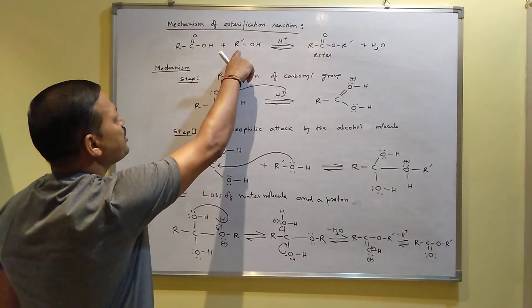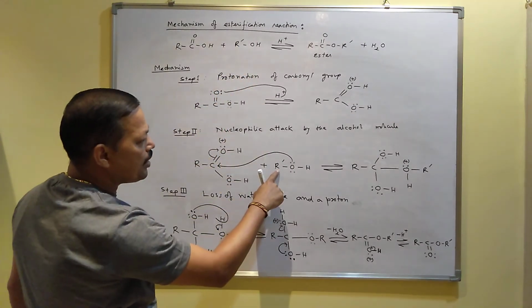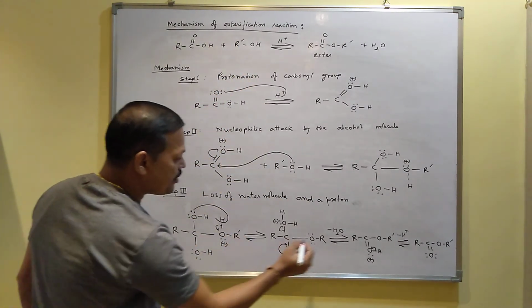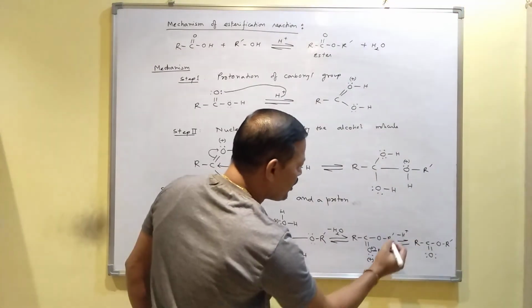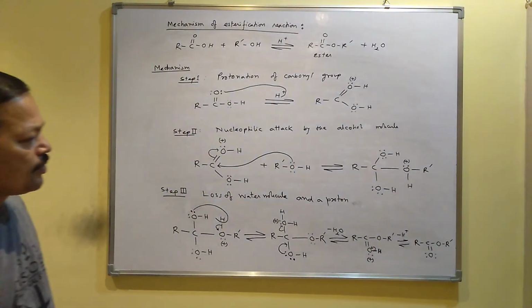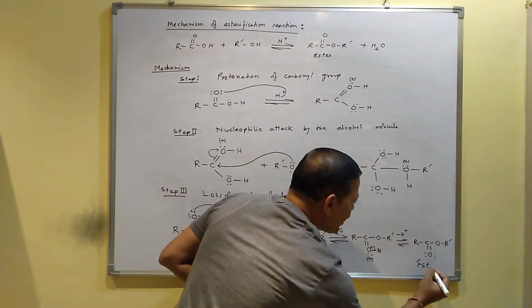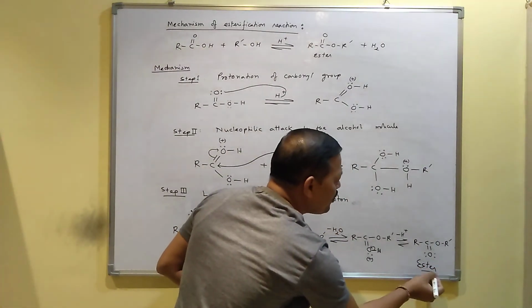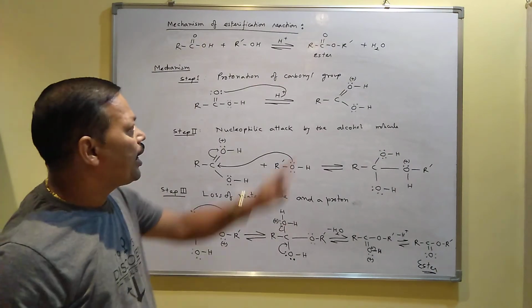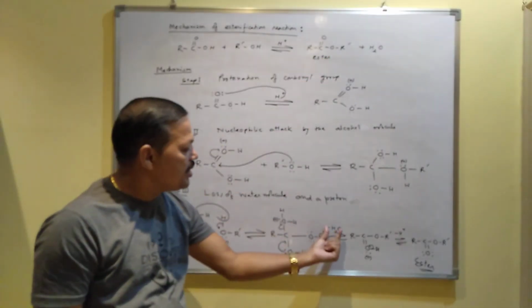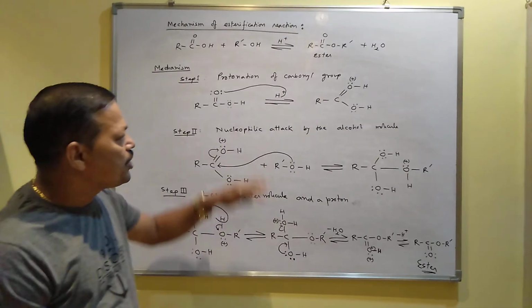So here we have considered R dash, no? So here R dash. So this will be R dash, this will be R dash, and this will become R dash. So this is your ester which is produced in your mechanism. Actually the ester is produced this way, and the side product water is released like this. So this is the mechanism.